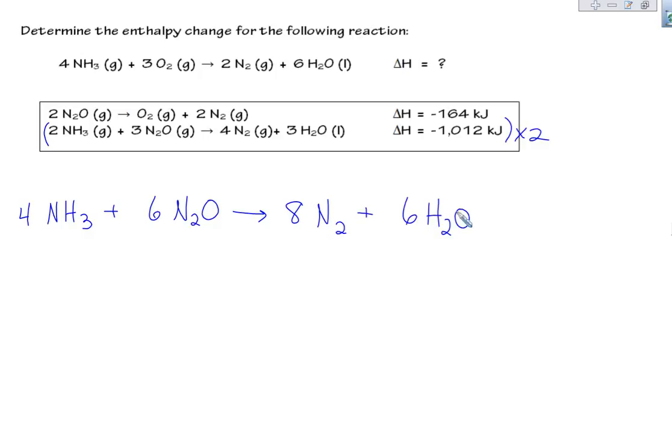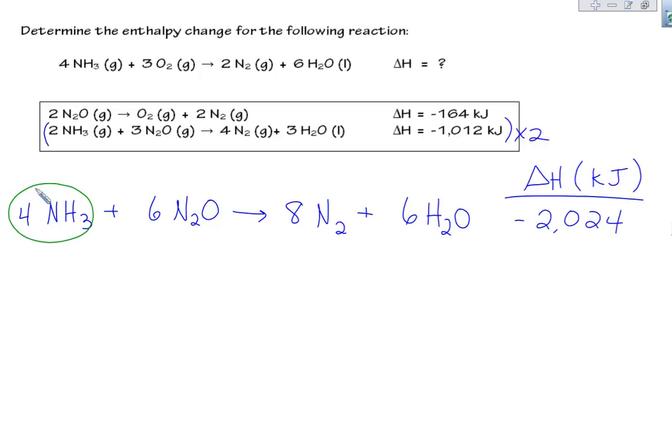So we multiply all those coefficients by 2, and then we'll do the same thing with the delta H. This is delta H in units of kilojoules. So we'll take that negative 1012 and multiply by 2 for negative 2024 kilojoules. Okay, so I wanted the ammonia. I like that, 4 ammonia. And I do want these 6 waters. That worked out kind of slick, huh?